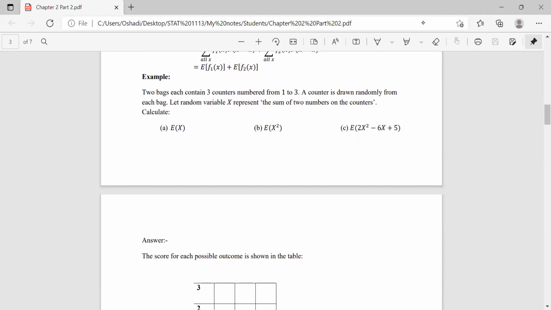So what is the case? 2 bags each contain 3 counters numbered from 1 to 3, right? So a counter is drawn randomly from each bag.